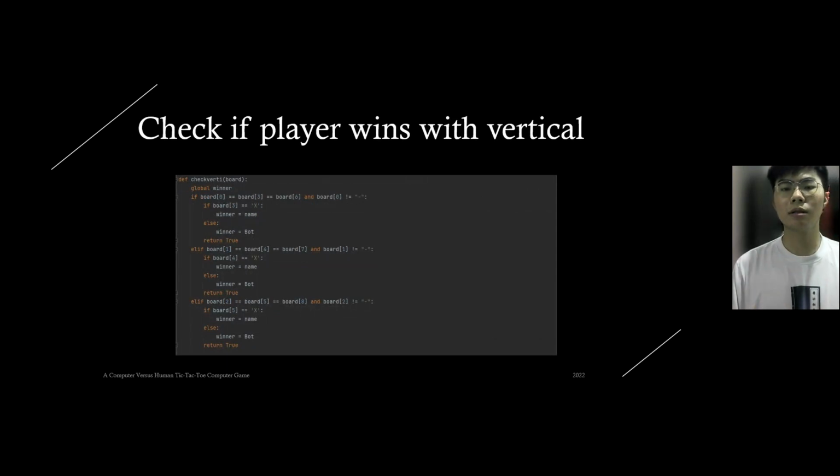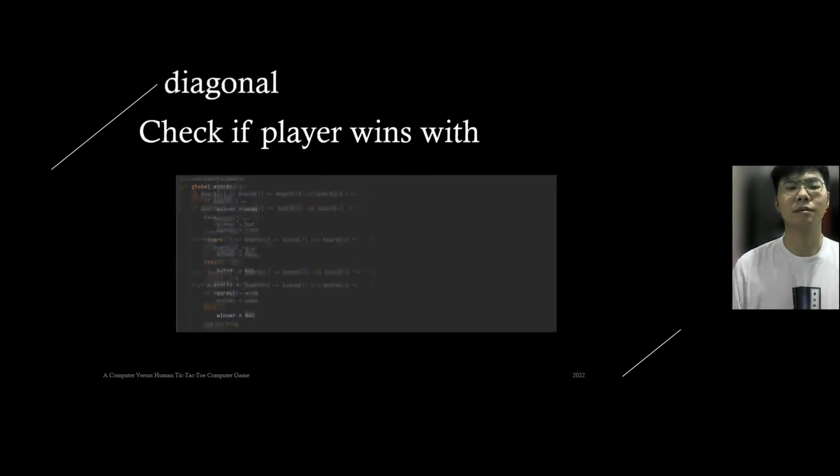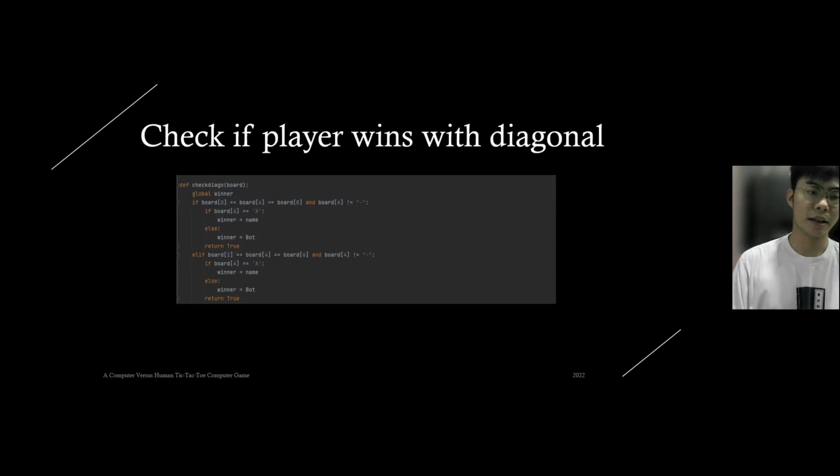This is how the vertical goes, with boards 0, 3, 6 and boards 1, 4, 7 and boards 2, 5, 8. The concept is just the same as the horizontal. This is the diagonal. As usual, it has the same concept as the last two slides, but diagonal has only two possibilities, which are board 0, 4, 8 and 2, 4, 6.